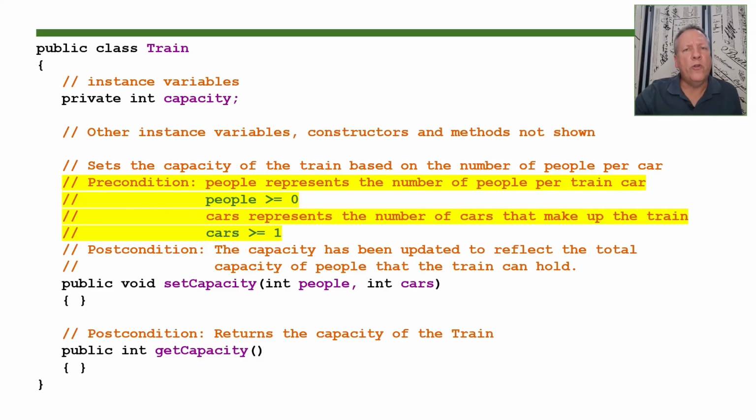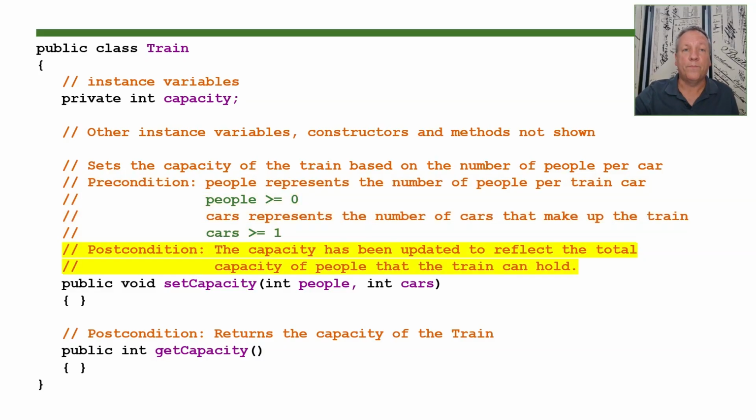Now, back in Unit 1, you learned about preconditions and postconditions. A precondition is a condition that must be true before the method is called. In this case, we have two parameters, people and cars. People represents the number of people per train car, and it must have a value that is greater than or equal to 0. Cars represents the number of cars that make up the train, and it must have a value greater than or equal to 1.